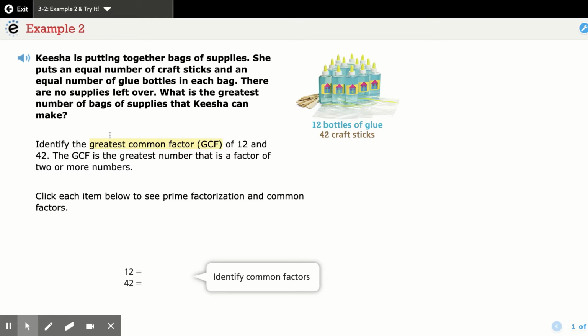Okay, so they want the greatest number that she can divide these materials up into, so you need the greatest common factor. So we learned a couple of ways to do this. You can either list all the factors or you can use the ladder method. Some of you know it as the cake method. Let's do 12 and 42.